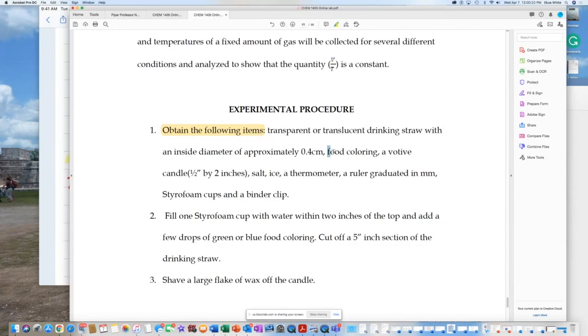And then it says food coloring. The purpose of the food coloring is to color the water because we want to see the level of water inside the straw.